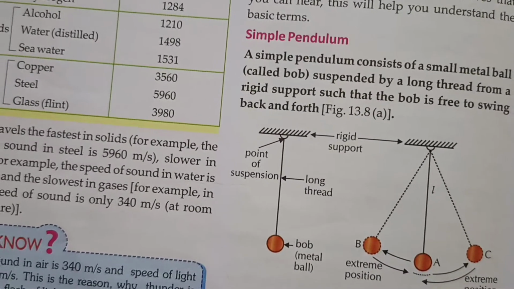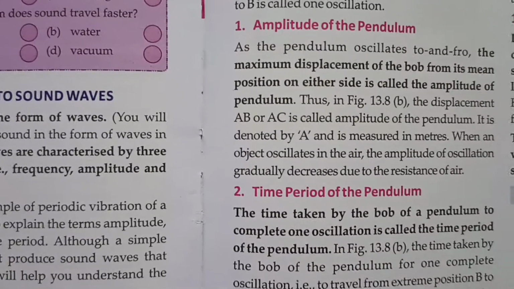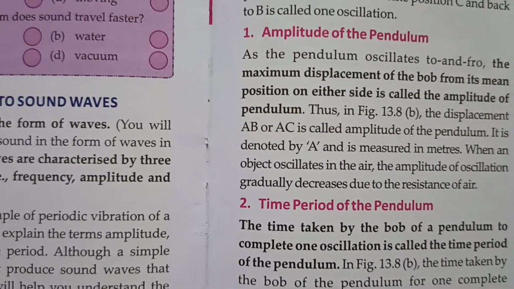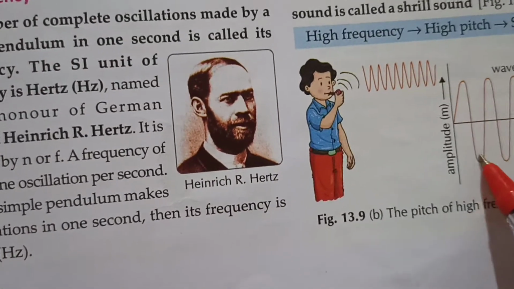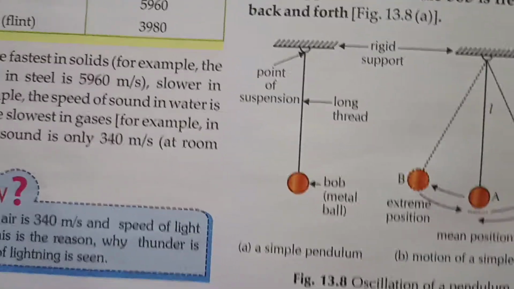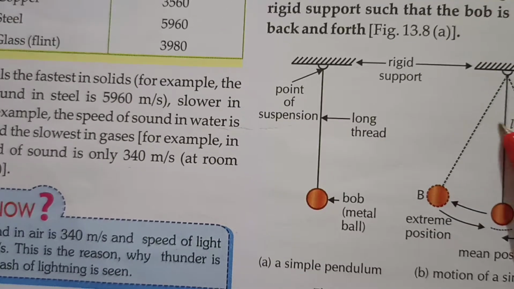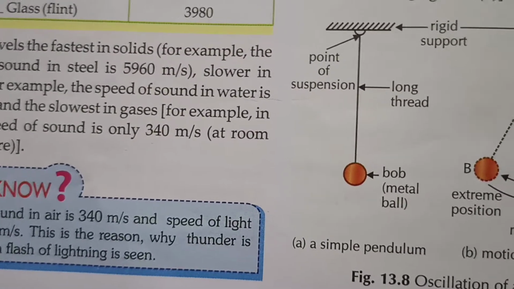Then next, amplitude of the pendulum. As the pendulum oscillates in to and fro motion, this one is the maximum displacement of the bob. In a simple pendulum, B and C are the maximum displacement of the bob from its mean position. This is the mean position. The maximum displacement on either side of the mean position is called the amplitude of the bob.